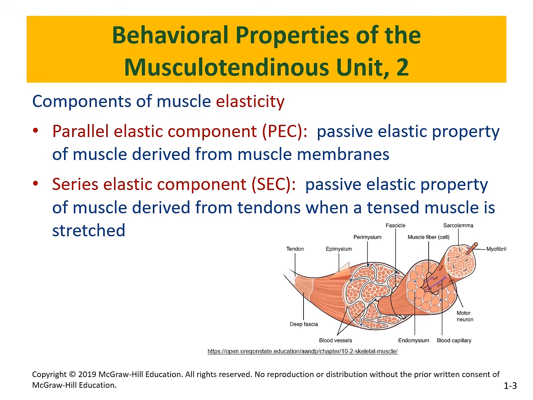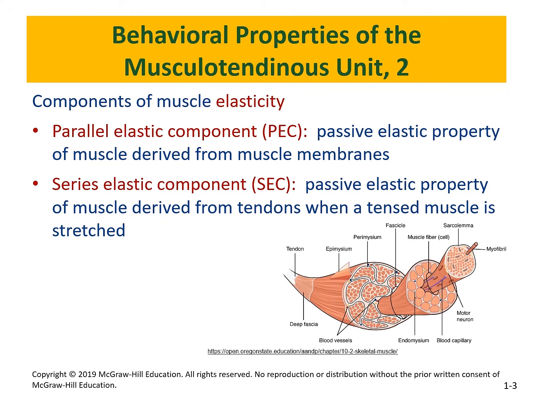Now, the parallel elastic component is the passive elastic property of muscle derived from muscle membranes, right? From your anatomy, muscles are made of fibers, correct? Each muscle fiber is one cell, and these cells are very long. They could be the length of your muscle, and they're multinucleated. Now, the membrane of these muscle cells is actually what gives the parallel elastic component its elasticity.